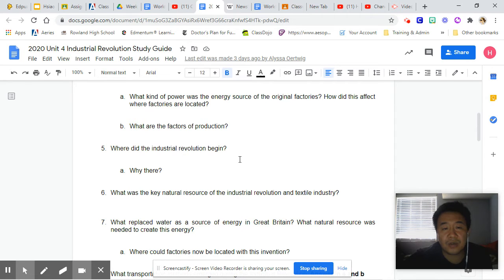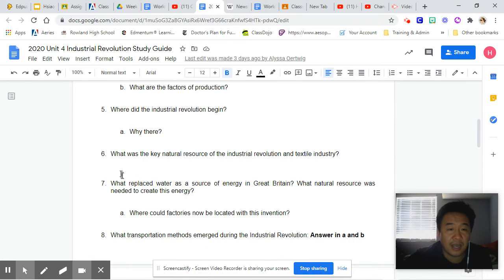Referring back to our journal entry, probably the third or fourth slide talks about a map that actually gives us an idea of where this started. So again, this is going to be in slides. It's actually in three different places, in your book, in your slides, and also in the activity about urbanization. And what was the key natural resource of the Industrial Revolution and textile industry? So what were the things they used?